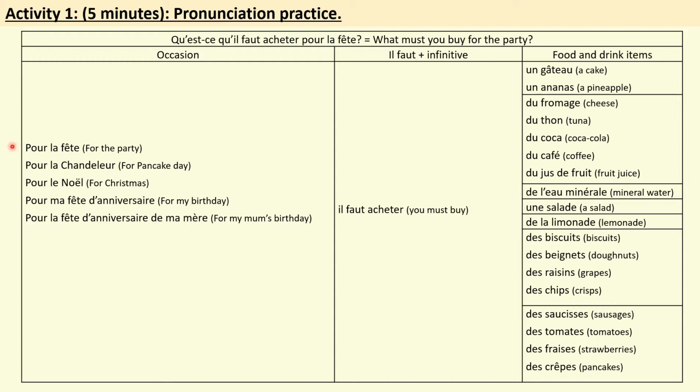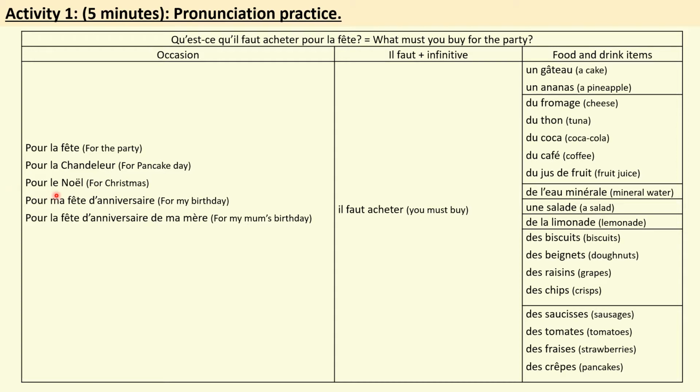Écoutez et répétez. Pour la fête. Okay, repeat after me. Pour la fête. Your turn. Next one is for Pancake Day. Écoutez et répétez. Pour la chandeleur. And again, pour la chandeleur. Good. For Christmas, écoutez et répétez. Pour le Noël. Pour le Noël.